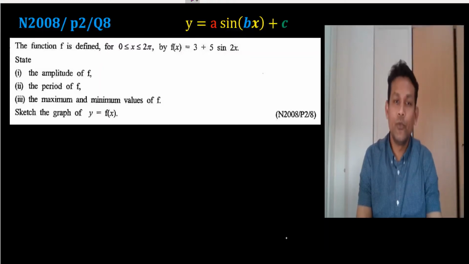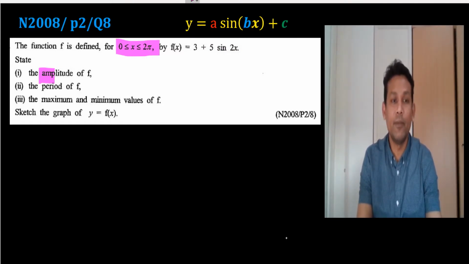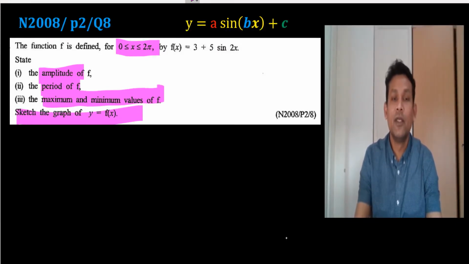Do you have the problem to draw the sketch of sin x, when y equals, or f(x) equals 3 plus 5 sin 2x? This is the most important part. 2x, when the domain is also in radian or in degree mode, to find the amplitude, period, maximum, minimum value and the sketch of the graph, then this video is very useful for you.